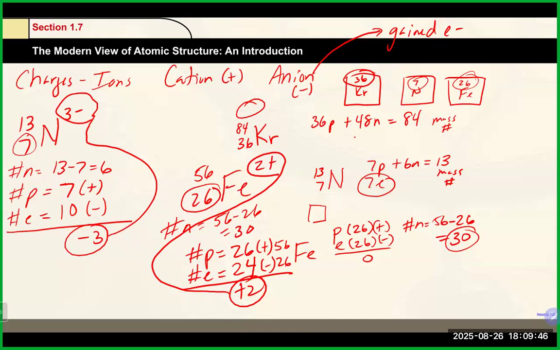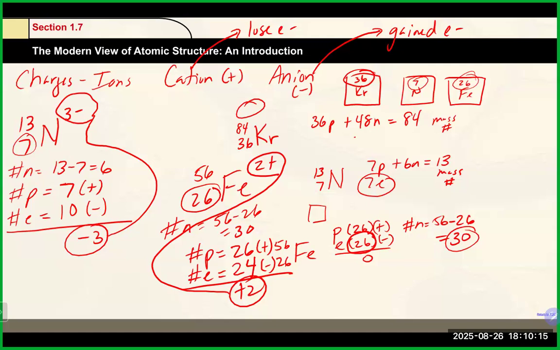So what happened if you look at iron versus its neutral and the one with the plus 2 charge, it lost 2 electrons from its neutral state, and that's what the positive means. It loses electrons, and the number means how many it lost from its neutral state. And that's what a cation is, something that loses electrons. And because it loses electrons, it now has more protons than electrons, which is why overall it's positive.